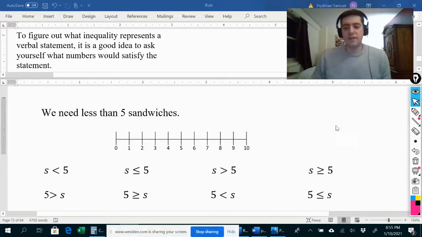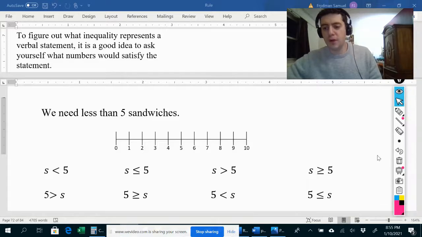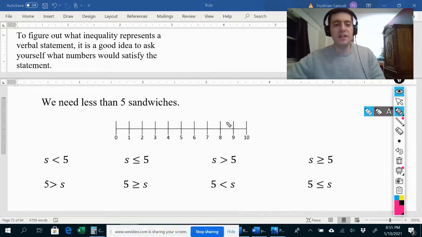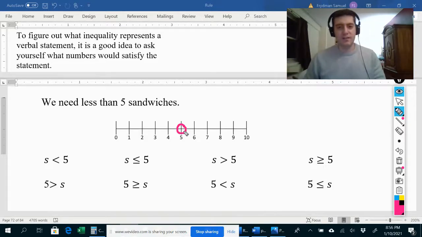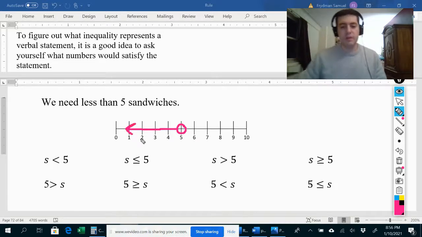We need less than 5 sandwiches. Okay. So maybe we don't have a whole lot of room in our backpack to pack all these sandwiches. So we need less than 5 sandwiches. So if somebody tells you that they need less than 5 sandwiches, if you bring along 5 sandwiches, is that okay? No, that's not okay. They wanted less than that. So we're not going to fill in this circle, and we're not going to choose an inequality that has a line underneath, all right? But we need less than 5 sandwiches, so all of these are okay.